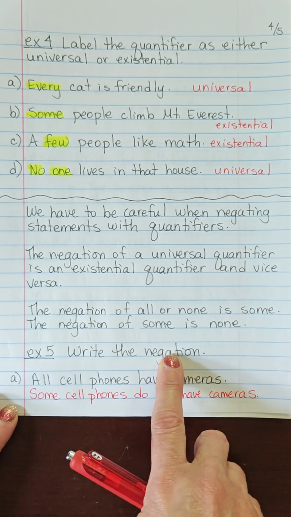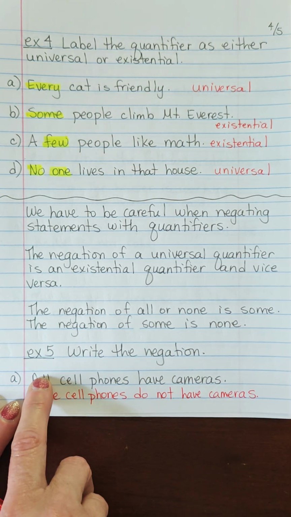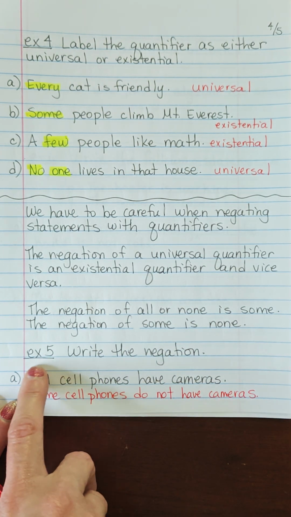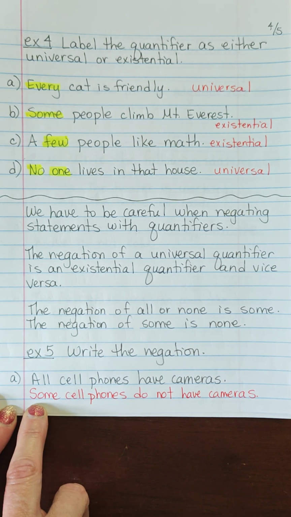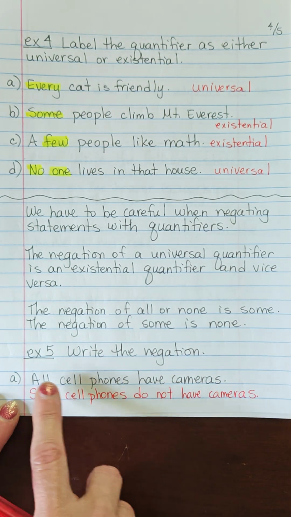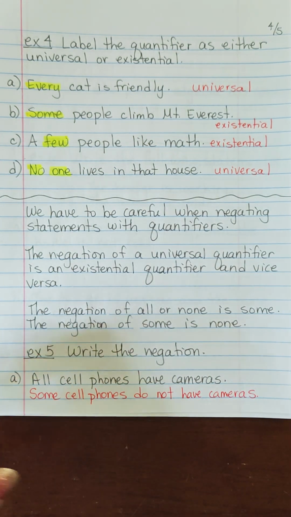So we're writing the negation. We're going to have two parts to this negation. We're going to negate the quantifier, the universal quantifier, to be an existential quantifier. And we're negating the statement, right? The cell phones have cameras. Cell phones do not have cameras. So it's actually a two-part process.